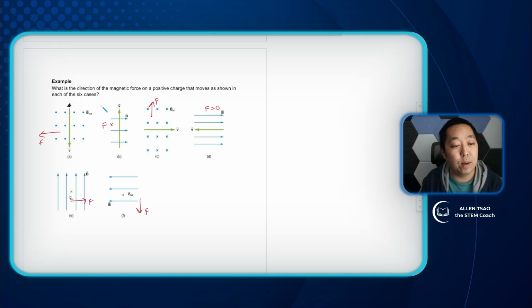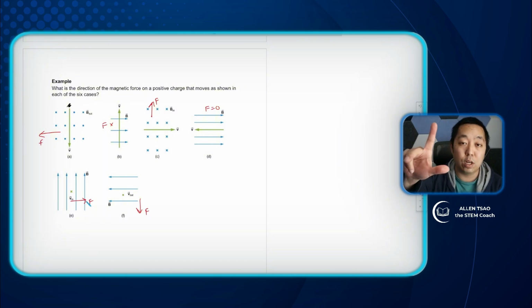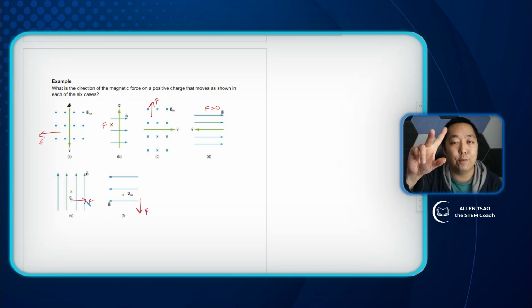One thing to keep in mind, all three vectors have to be perpendicular to each other. That's a property of when we do that cross product. The result is that this new vector, this force vector, is perpendicular to both the velocity and the magnetic field. That's why we use our right hand. You're not allowed to wiggle the fingers around. You just rotate the orientation of your right hand.